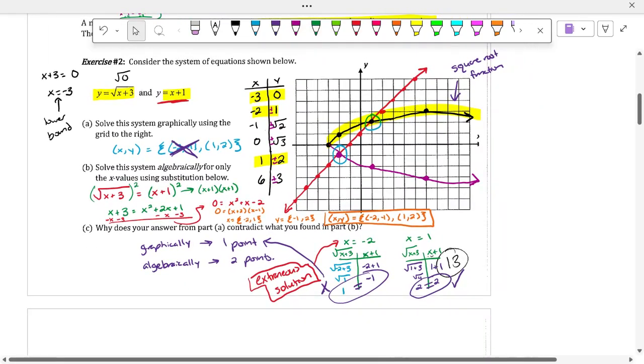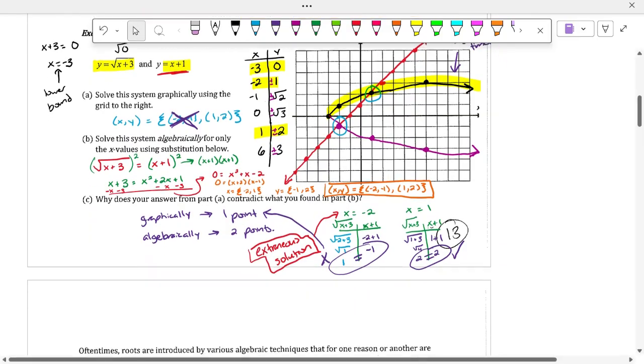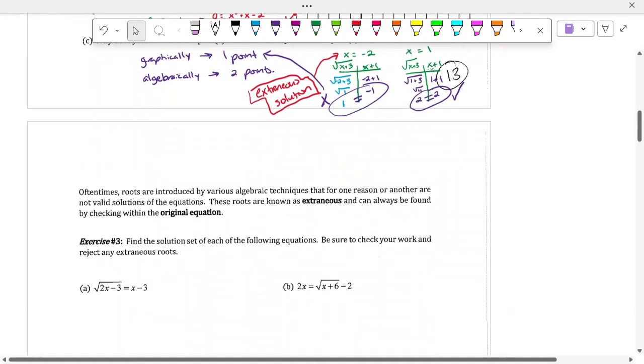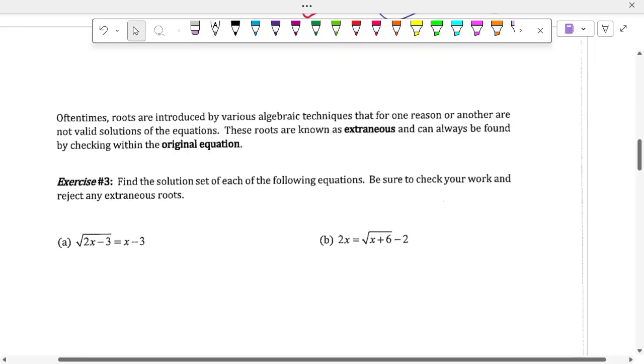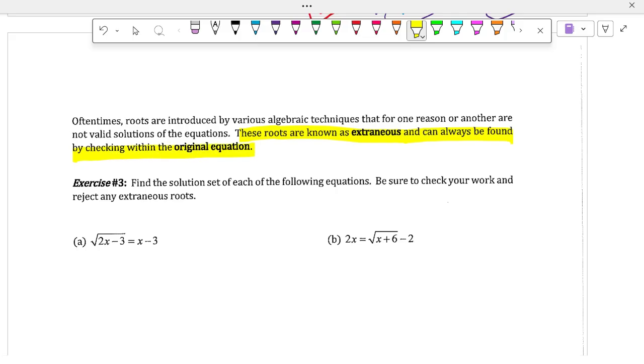So get into the habit with square root functions of plugging your x values back in to your original equation. And make sure that both sides are equal to each other. Like I just said, these roots are known as extraneous and can always be found by checking in the original equation.